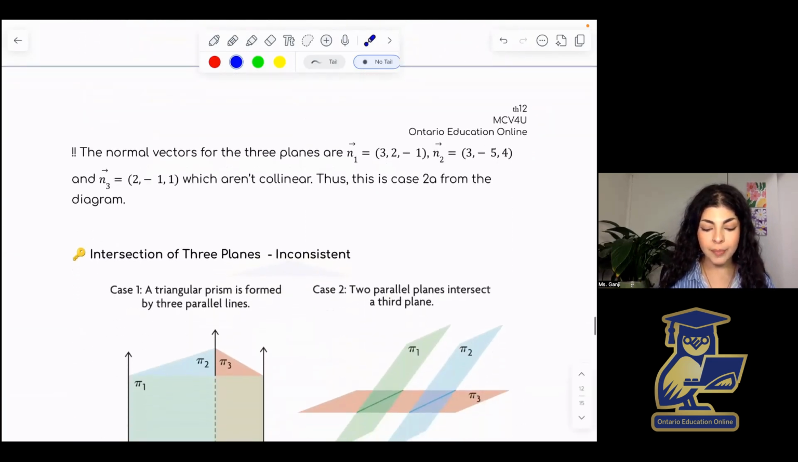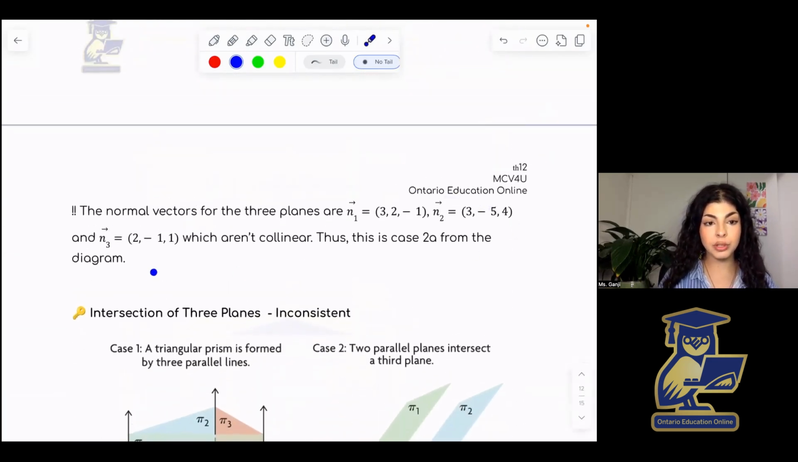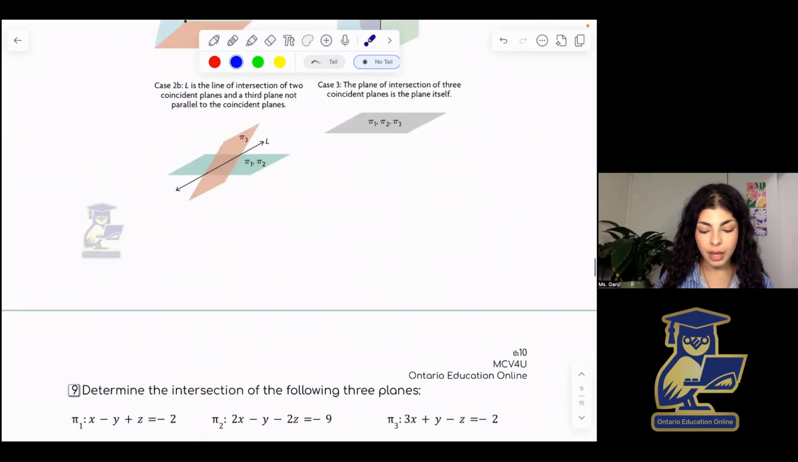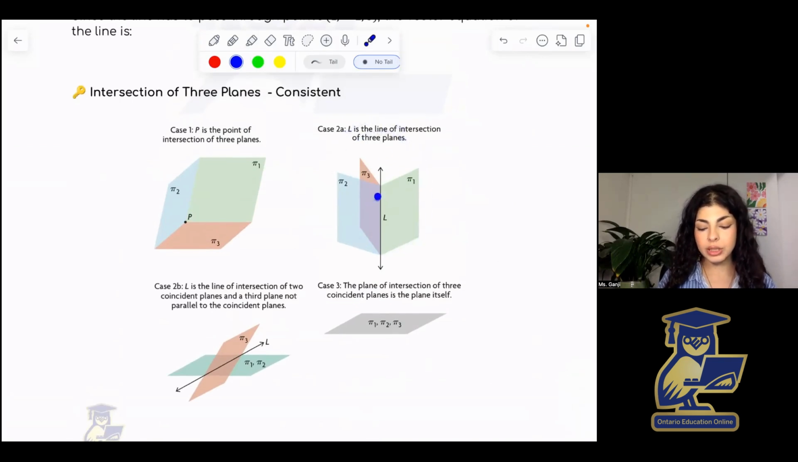Now, I did point this out to you when I first started, but we do always check if they're collinear, especially when you're just asked to determine the nature of intersection of three planes, because one of the cases could be that they are all coincident, so they are scalar multiples of one another, or you have two coincident planes, or you have parallel planes, so you do have to check for that as well. But in this case, because they aren't collinear, we do have the case of 2a here, so they all intersect along the line, and we found the equation of that line.